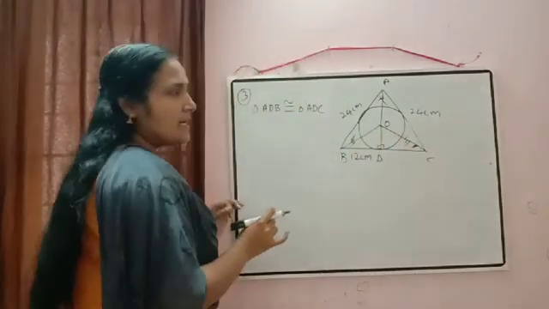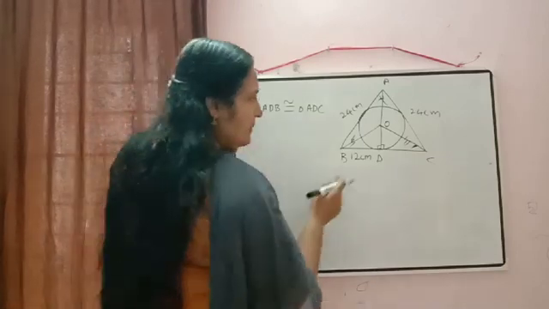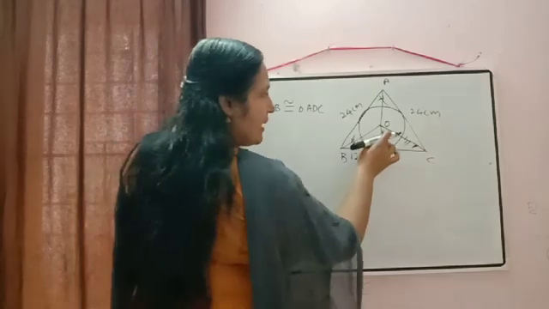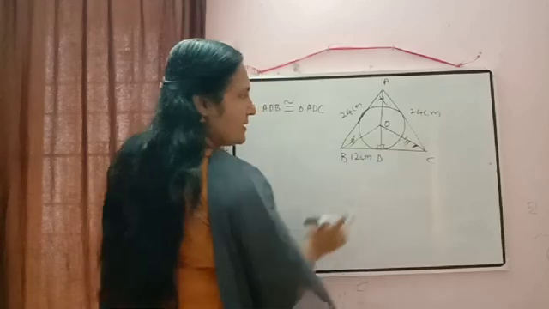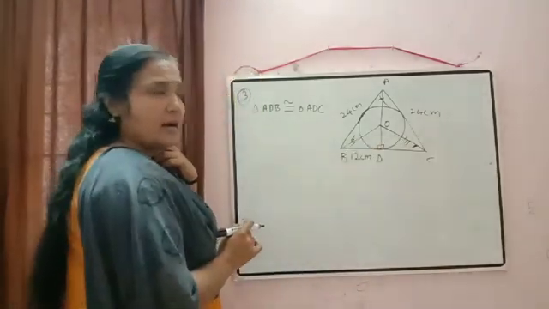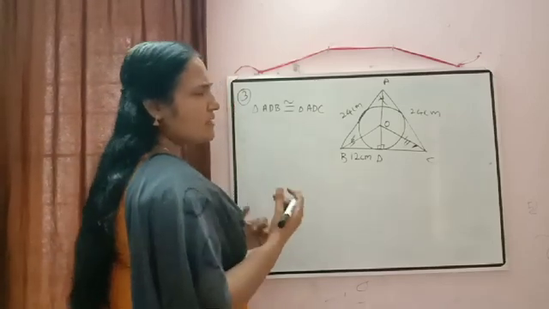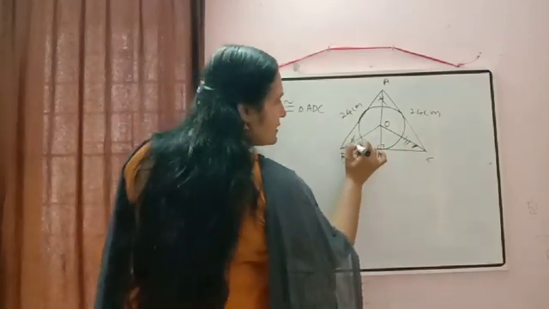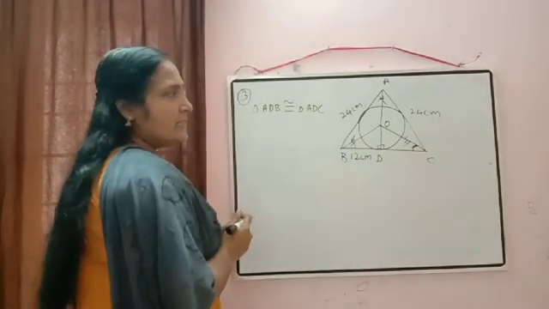Now we will check what relation will come in these two triangles. We have BD is equal to DC, and then what we have? This is the common side, and this angle is 90 degrees. So again these two triangles are congruent to each other. So what is the meaning? If these two triangles are congruent, again these two angles will be equal. Angle B will be equal to angle C.